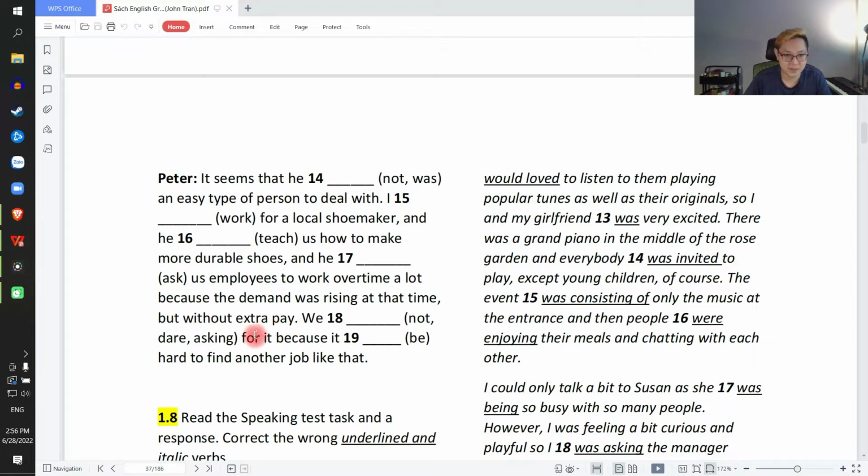We didn't dare ask for extra pay because it was hard to find a job like that. This is another fact in the past that's no longer true.